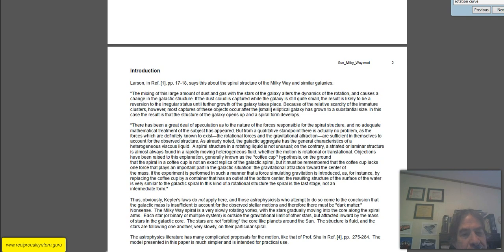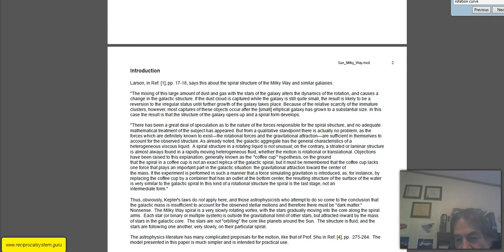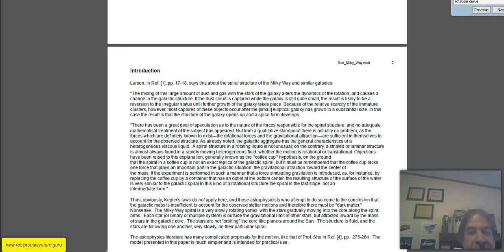In this case, the result is that the structure of the galaxy opens up and a spiral form develops. Continuing. There has been a great deal of speculation as to the nature of the forces responsible for the spiral structure, and no adequate mathematical treatment of the subject has appeared. But from a qualitative standpoint, there is actually no problem, as the forces which are definitely known to exist, the rotational forces and the gravitational attraction, are sufficient in themselves to account for the observed structure.